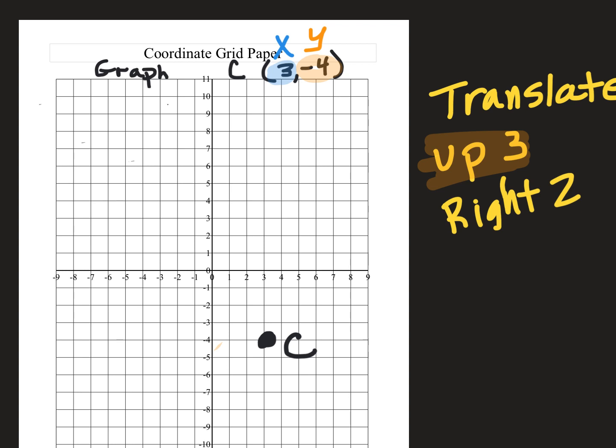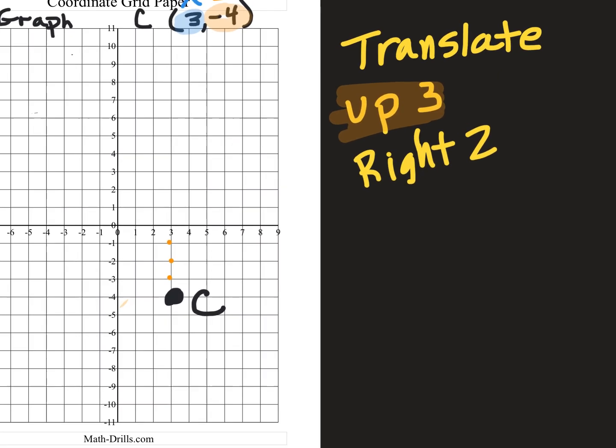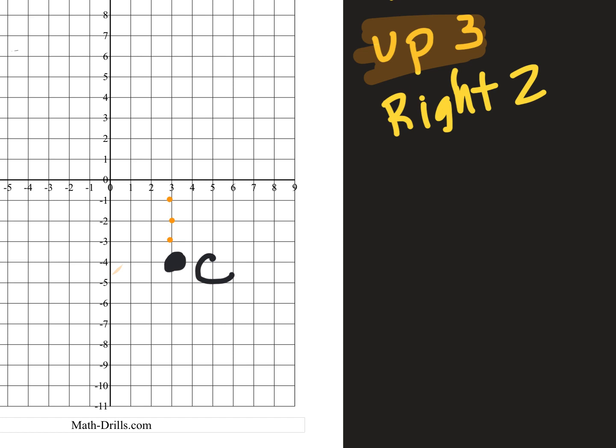So when I go to graph my new one, I would literally count, like this is what I do because I'm really visual. I just take my pencil and count up 1, 2, 3. Can you guys see my little dots? I'll zoom in a little bit. So I went up 3, and then because the second one tells me whether I'm going to the left or to the right, starting from here, I would go over 2. So my new coordinate would be right here. That's what I would get if I go up 3 and to the right 2.